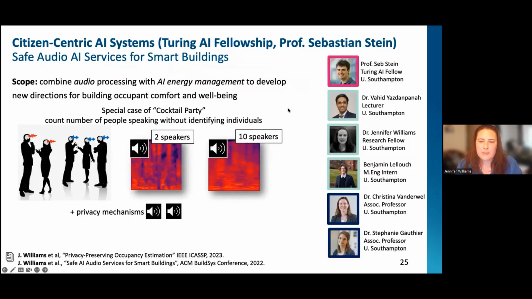But in order to do that, we need to build trust from people as to whether or not they would ever accept a smart building that's equipped with microphones. And so what we're doing right now is looking at a special case of the cocktail party problem. So in the cocktail party problem, some people may be familiar with this, usually involves a crowded room with a lot of people speaking. And typically the task is to see if you can separate the different speakers or enhance speech in a certain way.